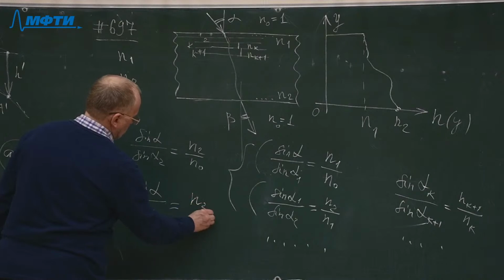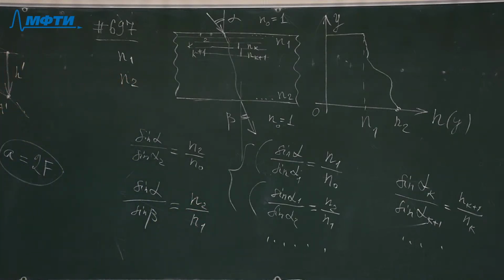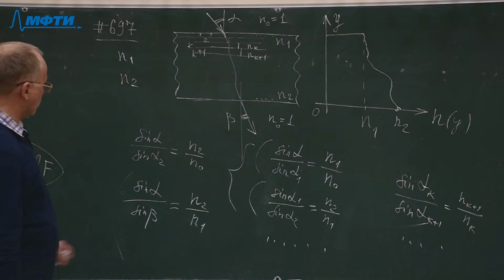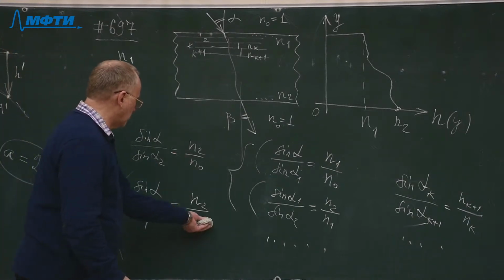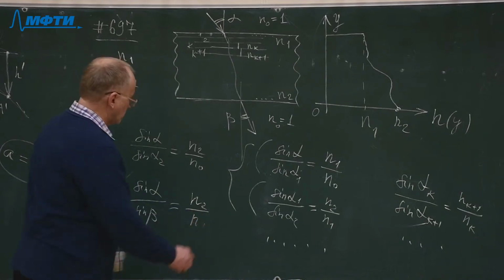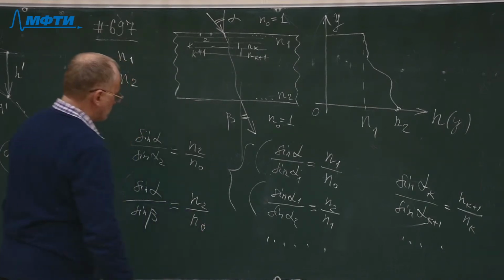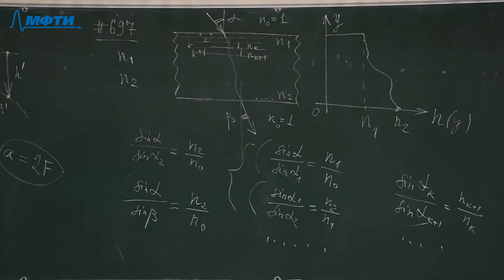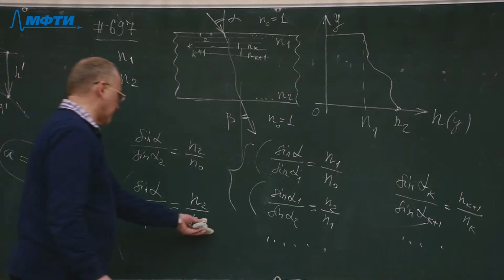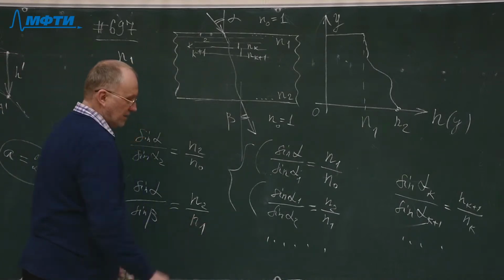n2 divided by n1. Sorry, n2 divided by n0. N2 divided by n0. No, that was correct. N2 divided by n1. That was correct.